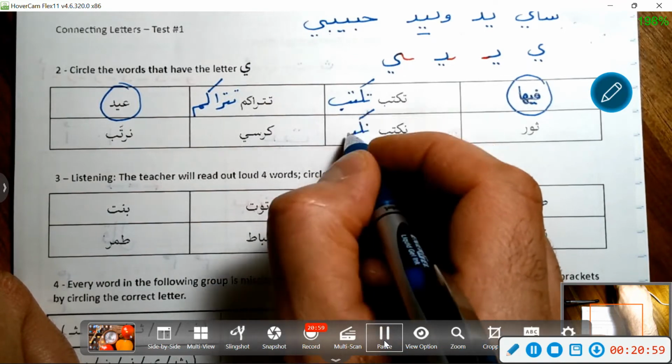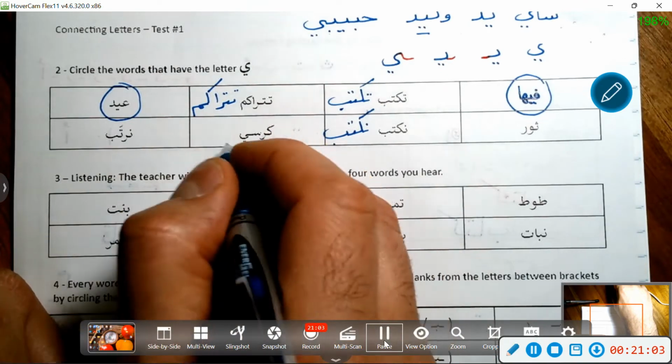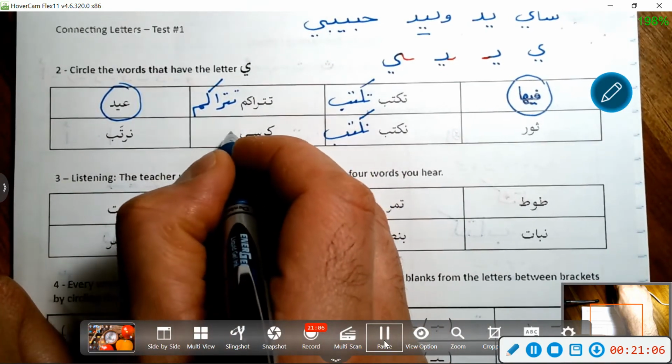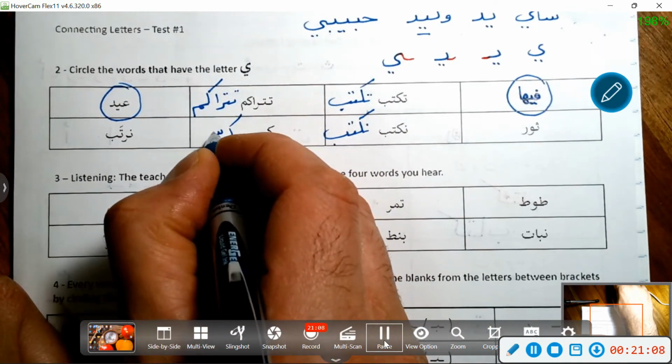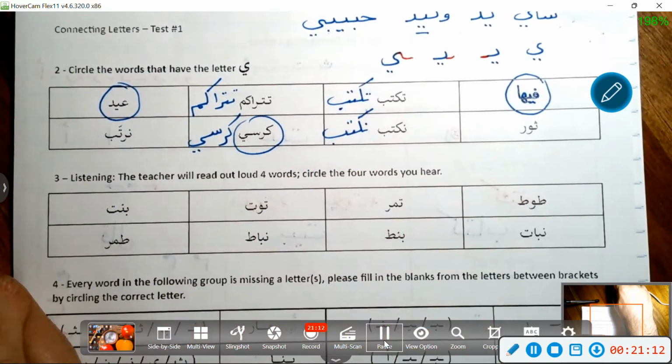Kursi, it has a ya at the end. Kaf, ra, sin, and ya. See? So we circle it. Nurattib, there is shadda here. It doesn't have ya, so we don't circle it.